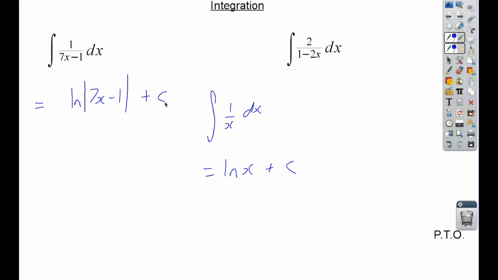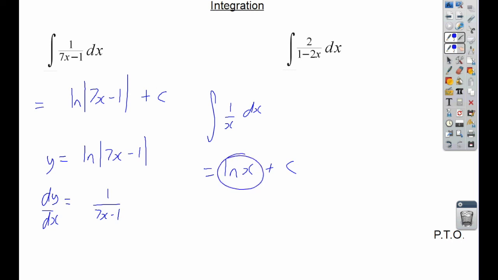Now let's just check that by differentiating. Let's suppose we have natural log 7x minus 1 as y. I want to differentiate that. We want to find dy dx. Well, you should get 1 over 7x minus 1, of course, because when you start off with natural log of x, going backwards, when you're differentiating, you get 1 over x. So starting with natural log 7x minus 1, differentiate, you get 1 over 7x minus 1.